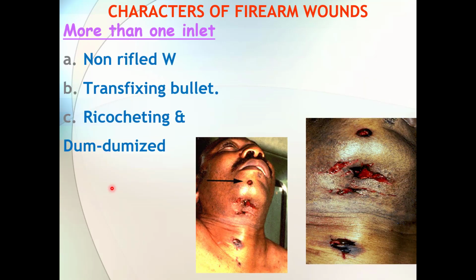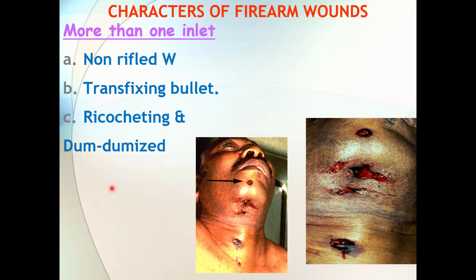Also, more than one inlet is found in a non-rifled weapon if dispersion occurs before entering the body. We found many inlets, many openings for these shots. But in a transfixing or through bullet, we found many inlets in the body, because the bullet passed through one limb, then exited, then passed to another limb, then exited. This means many inlets and maybe many exits in a transfixing or through bullet.